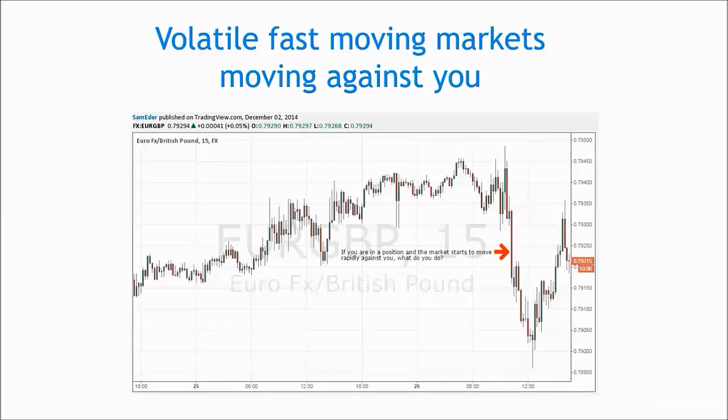You could get out immediately and take the loss, or you could wait and hope that the position rebounds in your favour. This can be a very challenging decision to make, but whatever you do, keep risk management at the top of your mind.